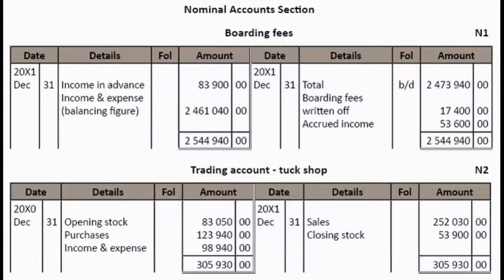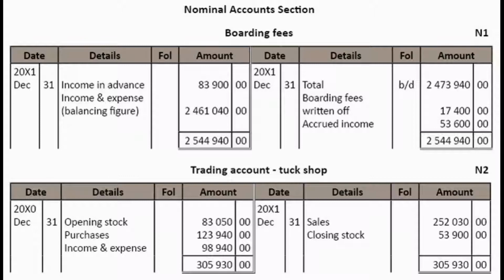Let's see what they say now. Outstanding fees on the 31st of December was 53,600. That is easy: accrued income on the credit side of the boarding fees account, 53,600. And remember to draw your T accounts. Open a T account for yourself in rough quickly: the accrued income account, and you're going to debit that with 53,600. And on the credit side of boarding fees, we have 53,600.